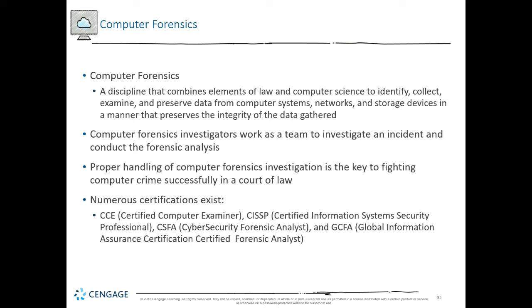Numerous certifications exist: CCE, Certified Computer Examiner; CISSP, Certified Information Systems Security Professional; CSFA, Cybersecurity Forensic Analyst; and GCFA, Global Information Assurance Certification Certified Forensic Analyst.